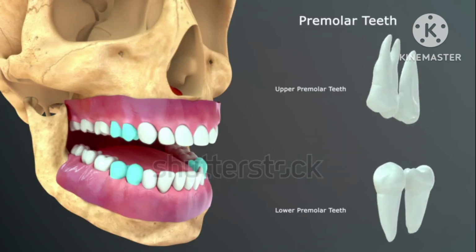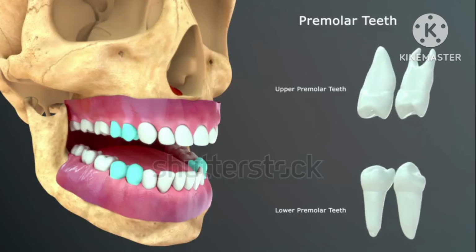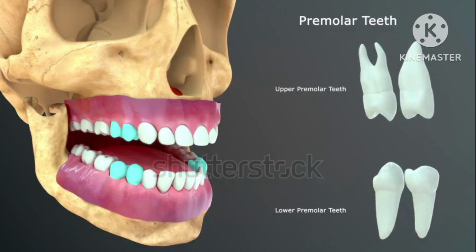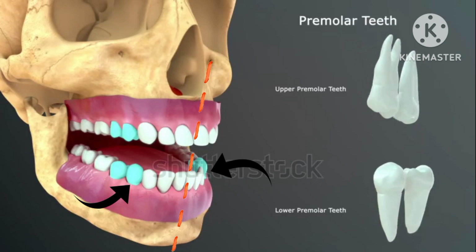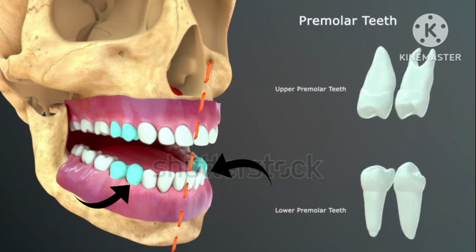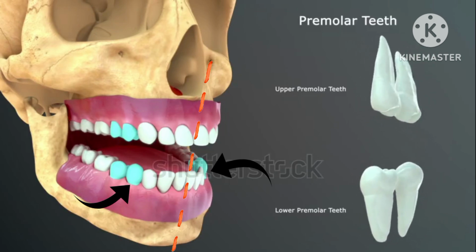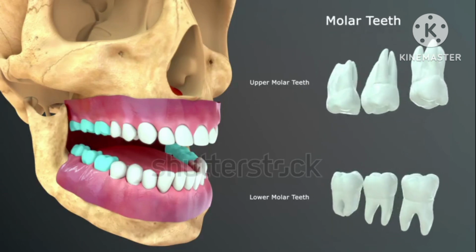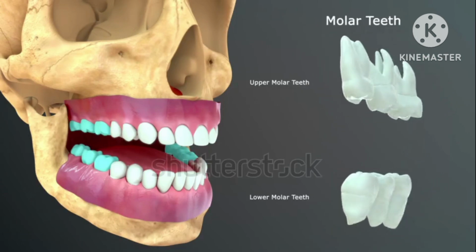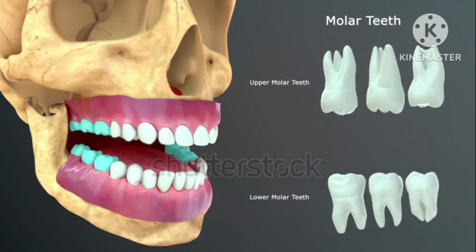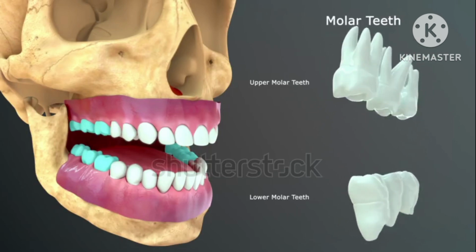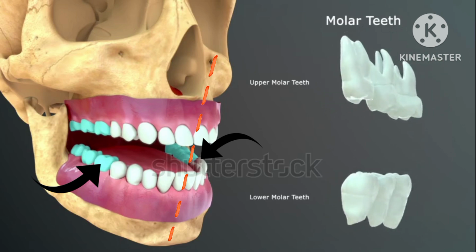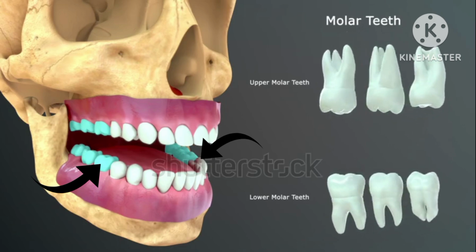Premolar teeth. 4 large premolar teeth are present on the upper and lower jaw each. 2 premolar teeth on the left half and 2 teeth on the right half of each jaw. Molar teeth. The last type of teeth are called molar. 6 large molar teeth are present on the lower and upper jaw each. 3 molar teeth on the left half and 3 on the right half of each jaw.